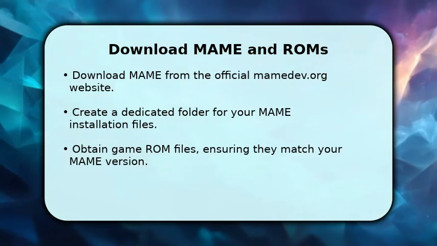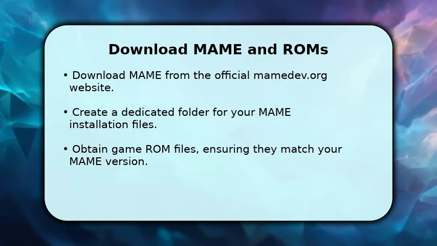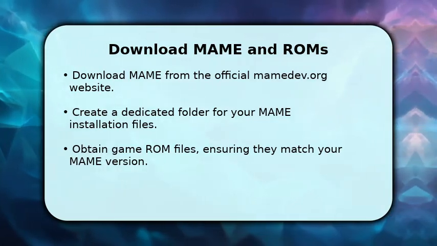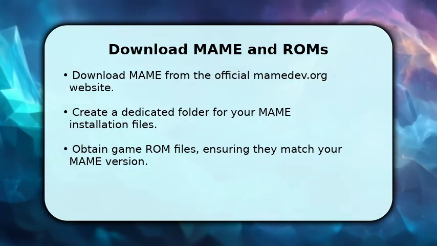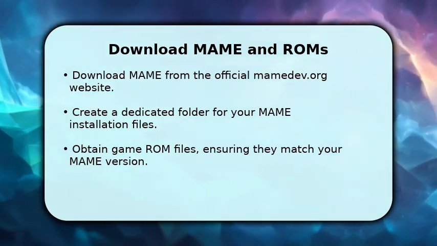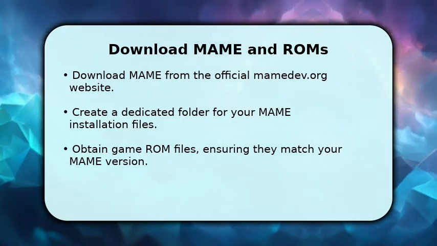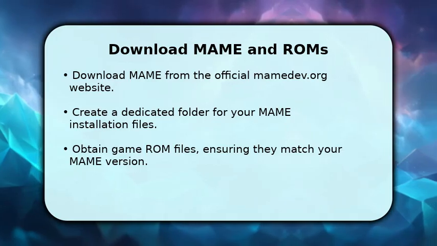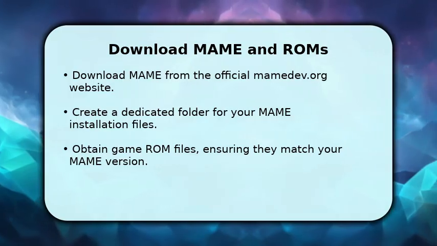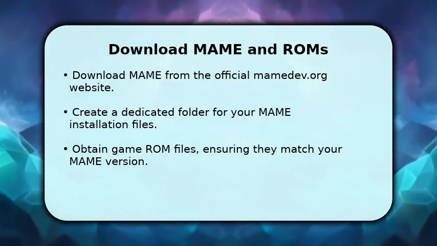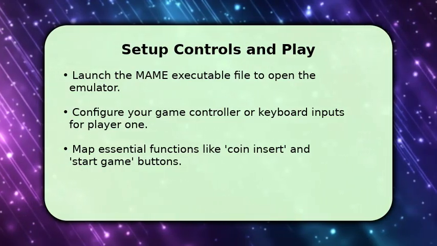First, visit the official MAME website, mamedev.org, to download the latest version of the emulator for your operating system. Once downloaded, create a new folder, perhaps named MAME, and extract all the emulator files into it. Next, you will need game ROM files. It is crucial that your ROMs are compatible with your MAME version. Simply place these zipped ROM files directly into the ROMs folder located within your MAME directory. Do not unzip them. With MAME installed and your ROMs in place, launch the MAME executable.